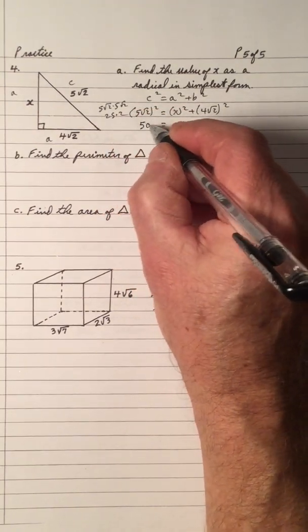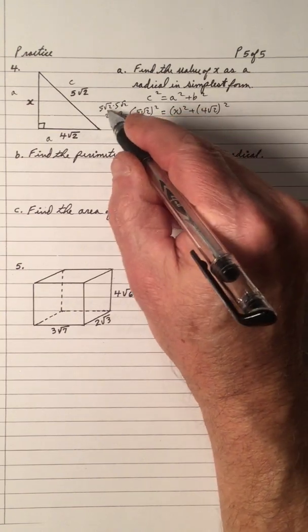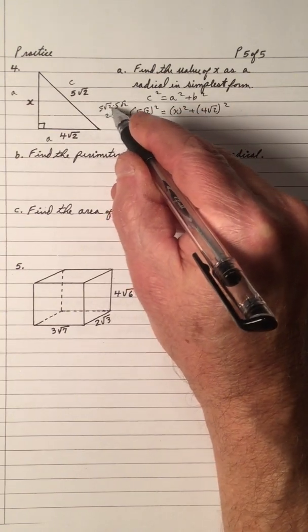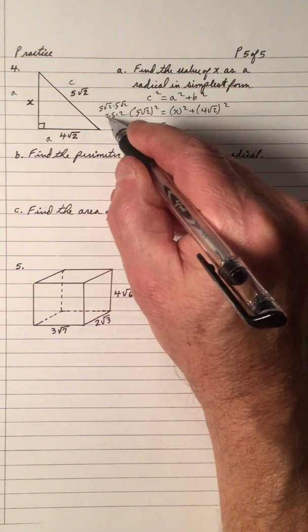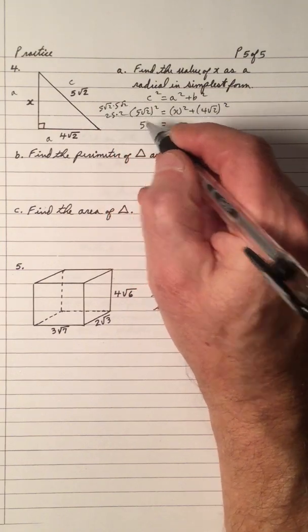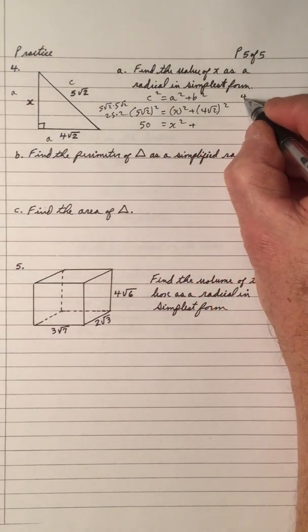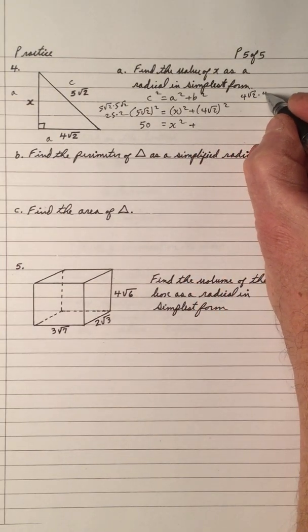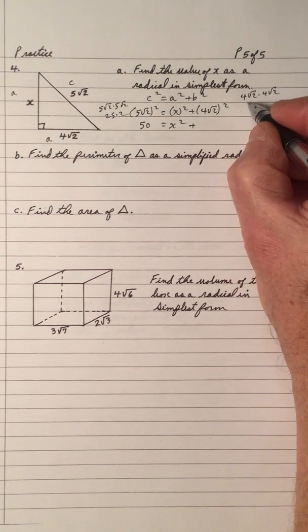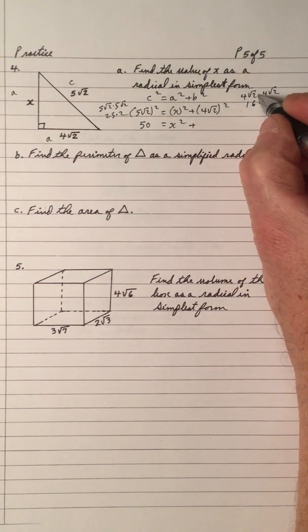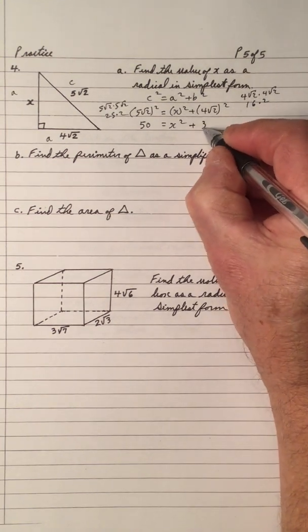You don't have to do all the workings. You can do the workings for this on the side like I did. 5 root 2 times 5 root 2. 5 5s are 25. Root 2 times root 2 is 2. You get a 50. And we have x squared plus 4 root 2 times 4 root 2, which is 4 root 2 squared. That's a 16. And root 2 times root 2 is 2, so that's a 32.